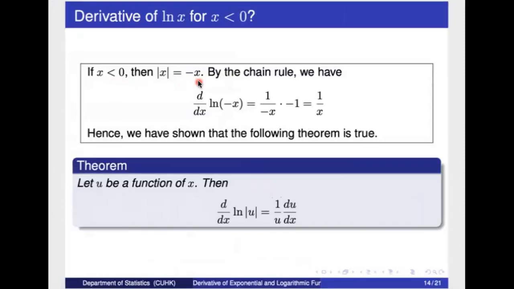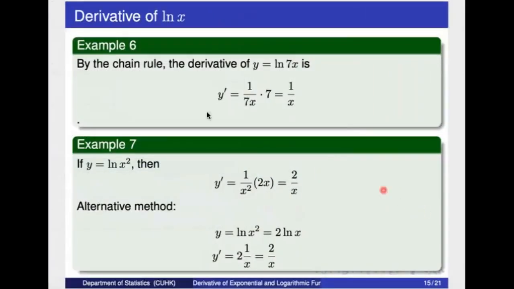By the chain rule, we have d over dx ln(-x) equals 1 over -x times -1, which equals 1 over x. Hence, we have shown that the following theorem is true: let u be a function of x, then d over dx ln|u| equals 1 over u times du over dx. Now, let's apply what we've learned to some examples.